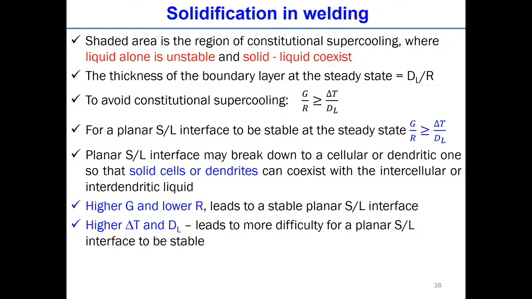So then we have already explained, if you followed the lecture, what G and R, the solidification parameters, are, and how we can make some kind of condition in terms of G and R, associated with the temperature gradient, and the DL here. The DL represents the thickness of the boundary layer at the steady state. The thickness of the boundary layer at the steady state simply is represented by DL by R. So we have already explained that.